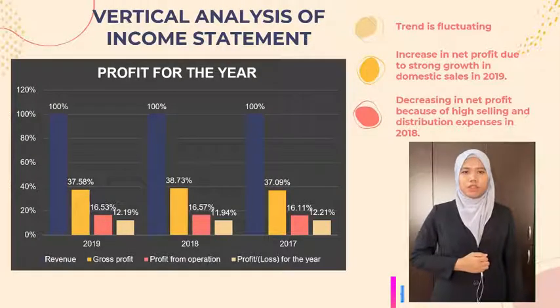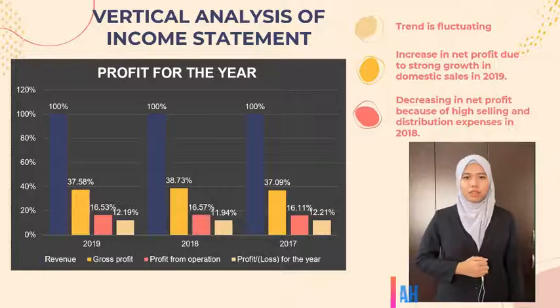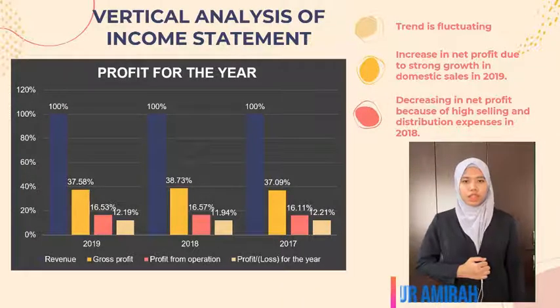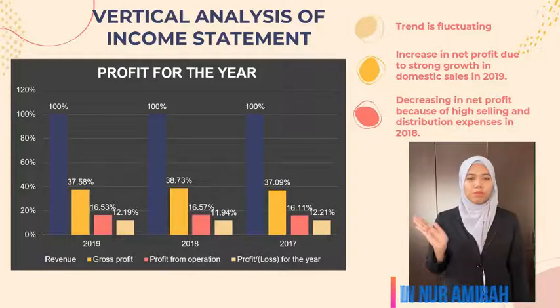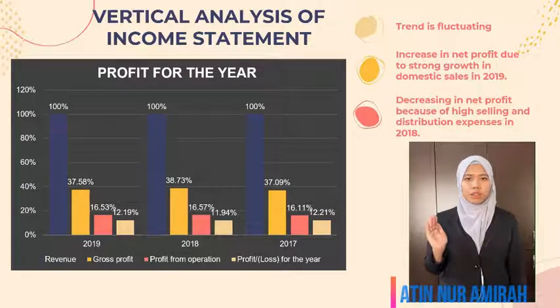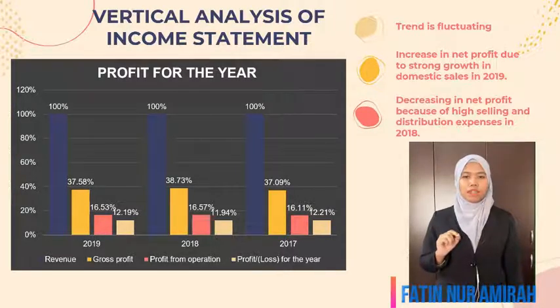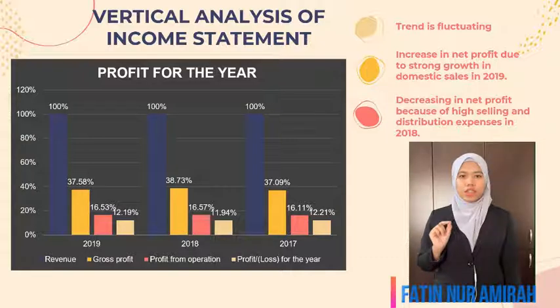Next, I will explain the vertical analysis of the income statement for 3 years from year 2017 to 2019. Based on the graph, the profit for the year earned by the company has a fluctuating trend. It shows that the profit of the company increased by 12.9% in year 2019, but there is a slight decline from year 2017 to 2018, which is from 12.21% to 11.94%.